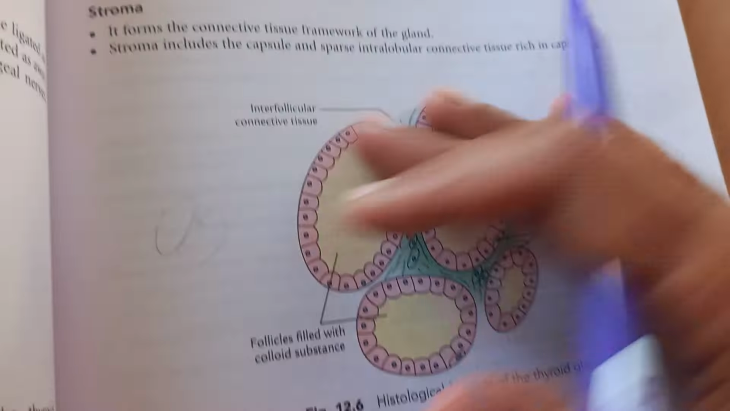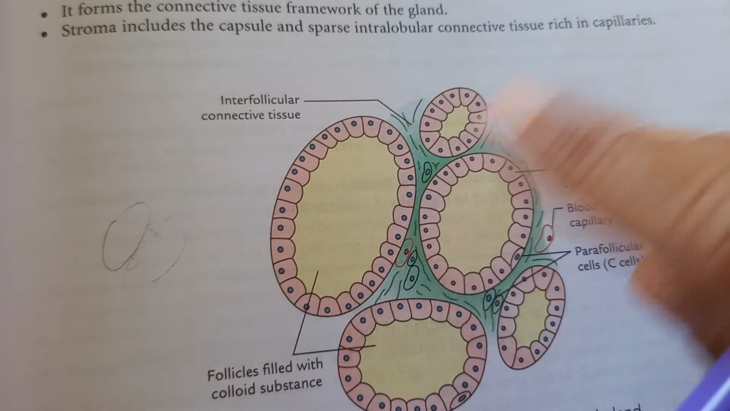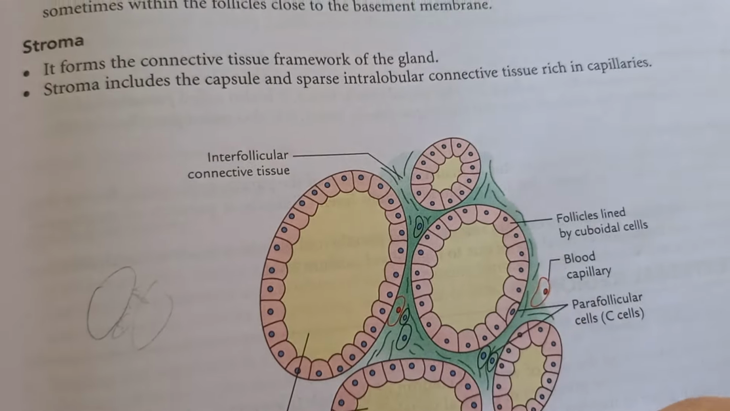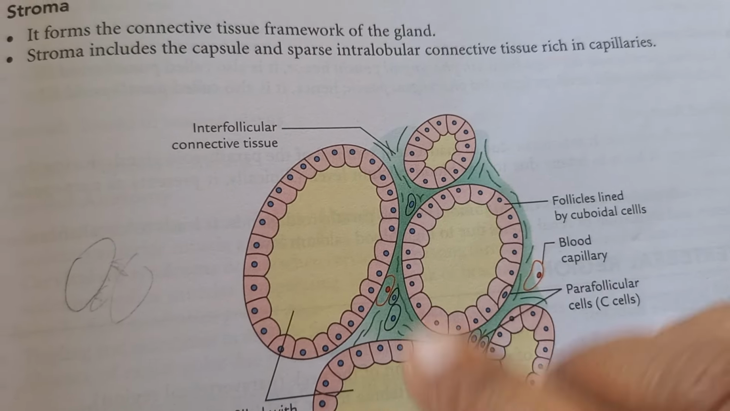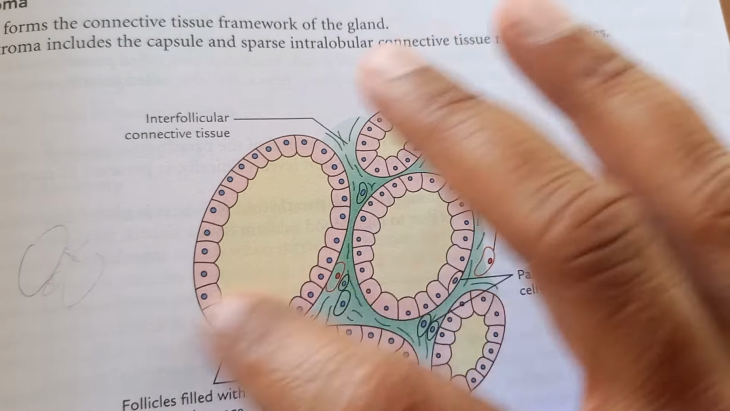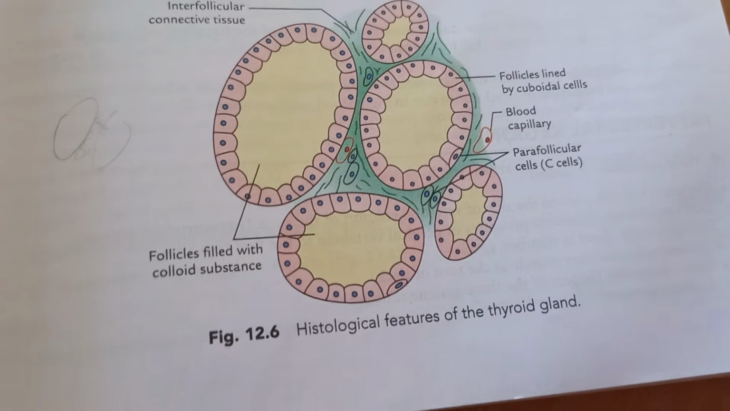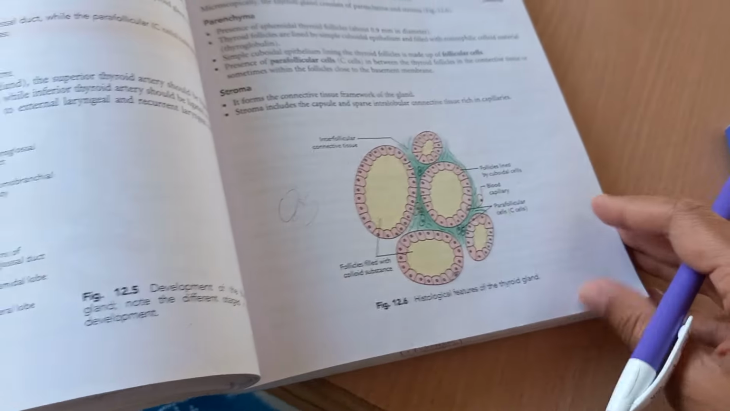What do you think this is? Just by looking at this, don't look at the label down. You can see that there is some colloid inside, right? This looks like thyroid to me. Yes. In fact, the same diagram is there in their main textbook also.